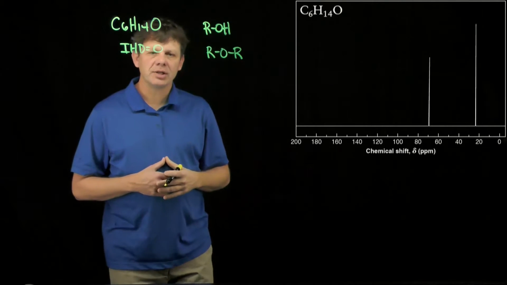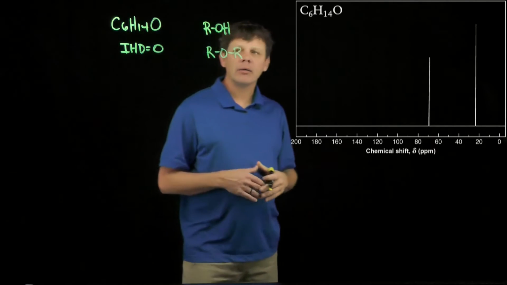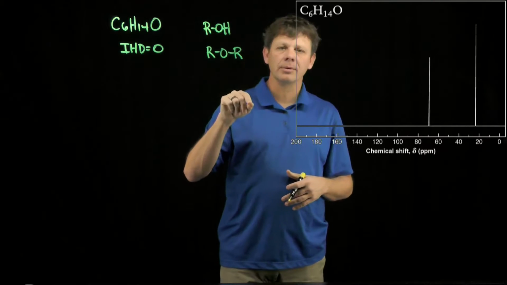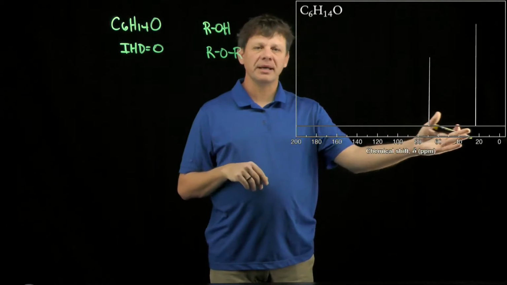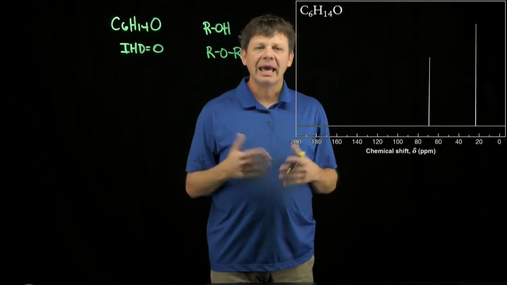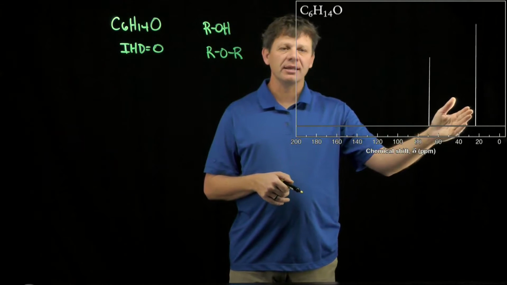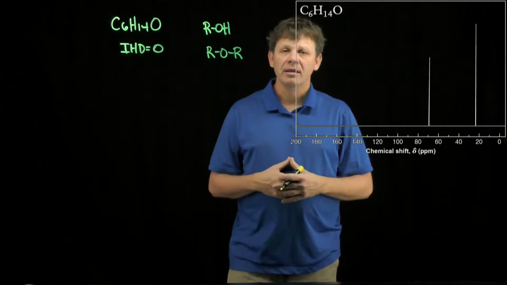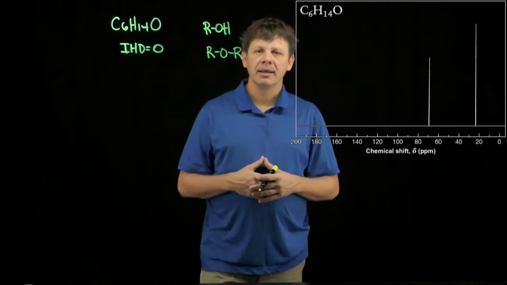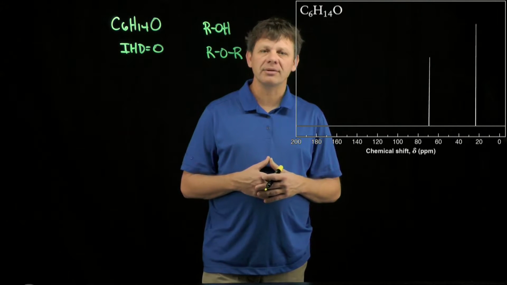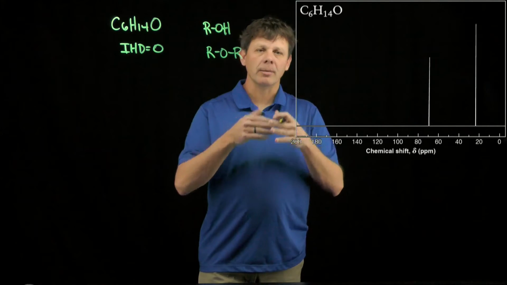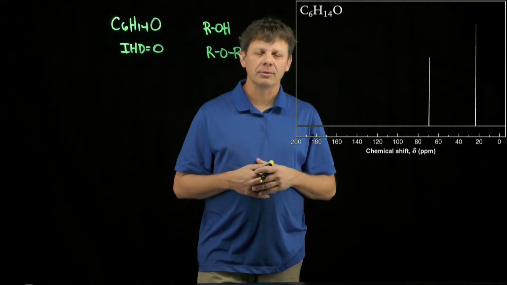What other information do we have? Well, there are 6 carbons in the molecule. If all 6 carbons were unique, we would expect to see 6 signals. And yet, we only see 2 signals. What does that tell us? Well, that tells you that there must be symmetry in this molecule, because these 6 carbons are being represented by just 2.